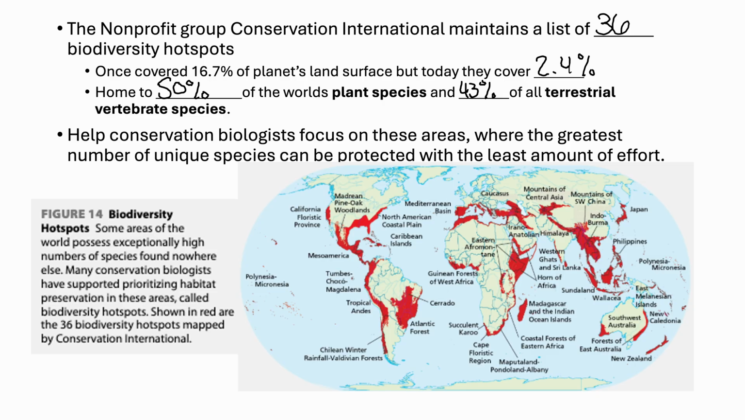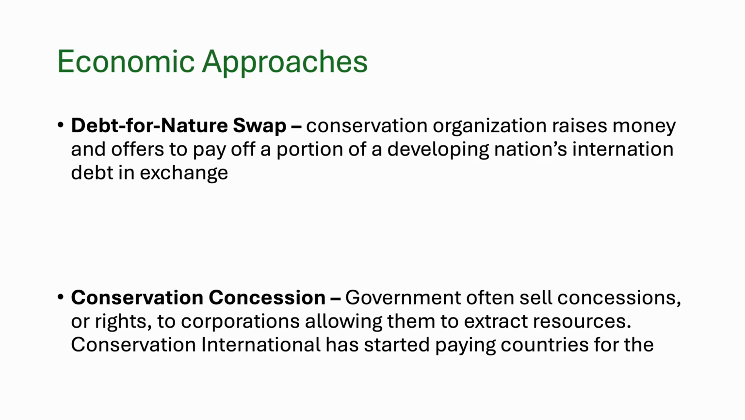So some areas of the world possess these exceptionally high numbers of species found nowhere else, and many conservation biologists have supported prioritizing these areas, called biodiversity hotspots, shown in red. Now, in the United States, we have the pine oak woodlands, we have the California floristic province, the North American coastal plain. Again, these areas have a significantly high number of species, both on land and in the water.